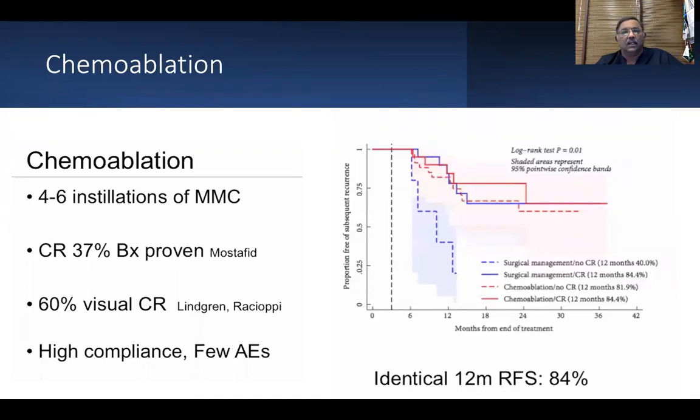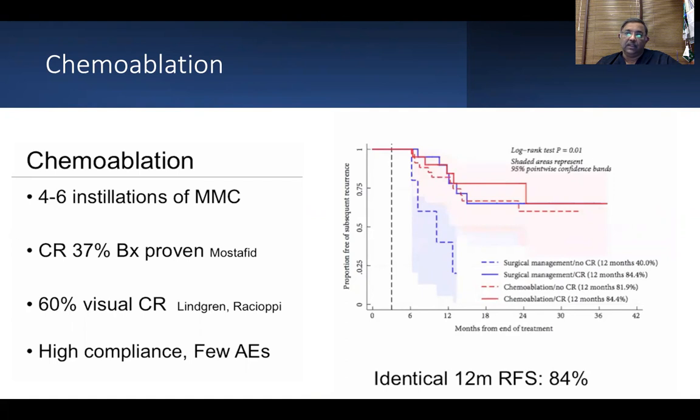So this trial by Mostafid et al. used chemoablation, which means 4 to 6 instillations of MMC without regular TURBTs and cystoscopies. And they had a complete response rate in more than a third of the patients, which were biopsy proven. In another study by Lindgren and Racioppi, about 60% complete response was observed for visual inspection only, so flexible cystoscopy only, that showed no recurrence of disease.